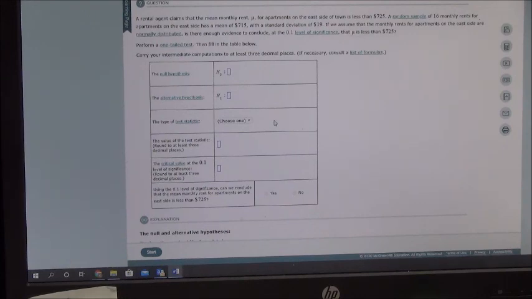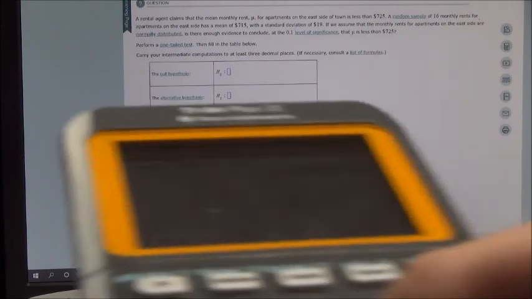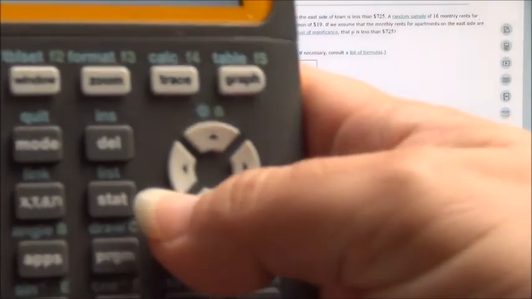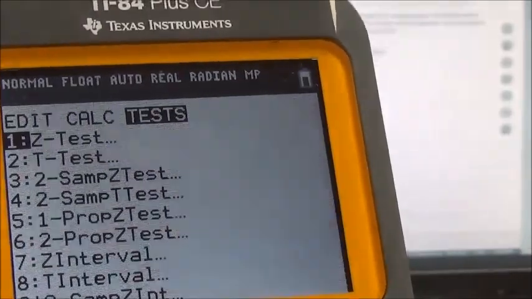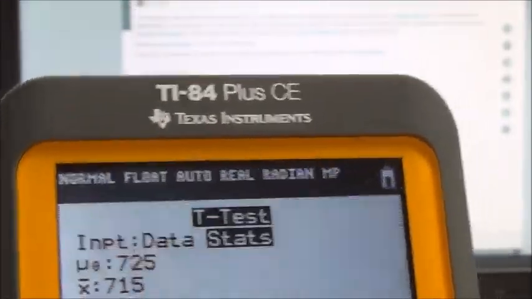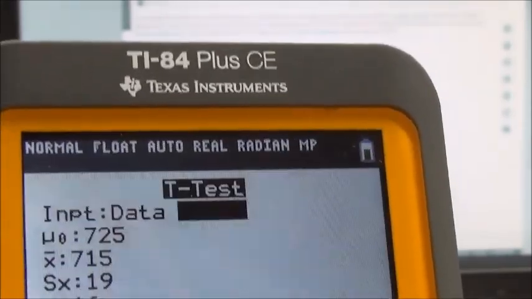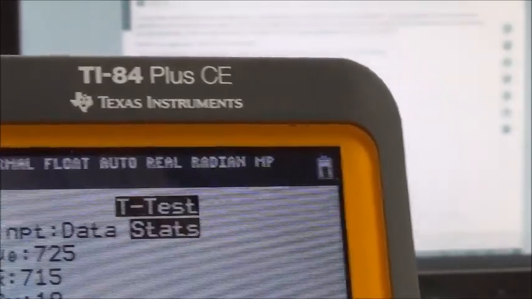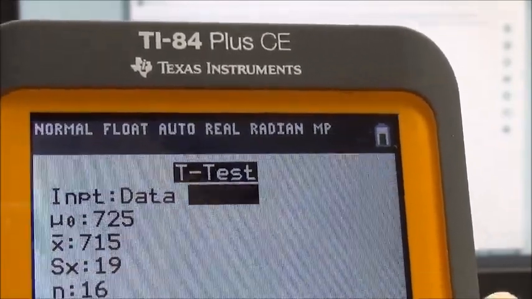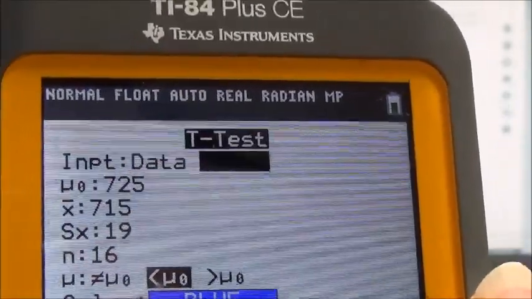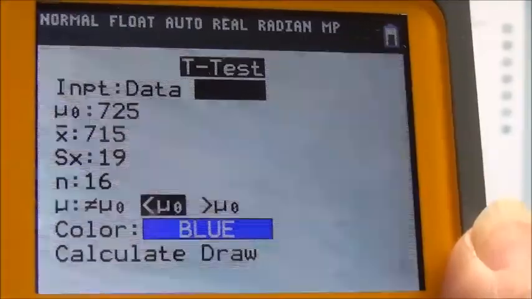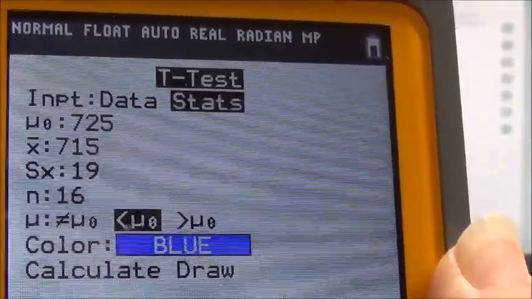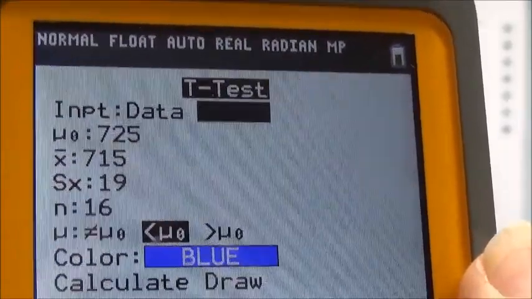So again, I am going to have you go ahead and put that in your calculator and calculate that one. You are going to hit the stat button, cursor over to tests, and do the t-test, so you are going to do number 2. When you input your data, your mean on this one was 725. The sample mean was 715. The sample standard deviation was 19. N is that you had 16 monthly rents, and you are trying to figure out if it is less than 725.